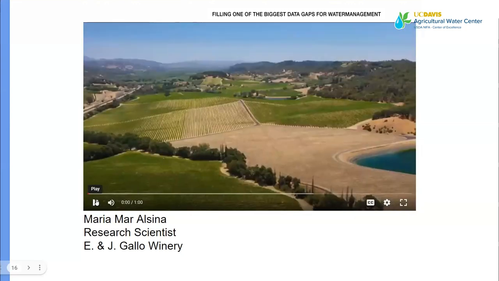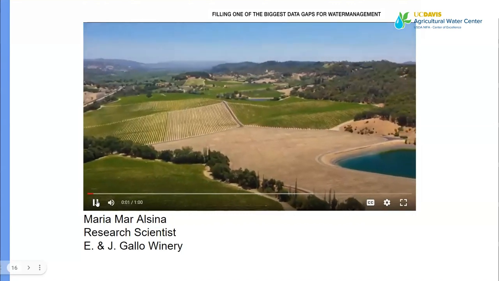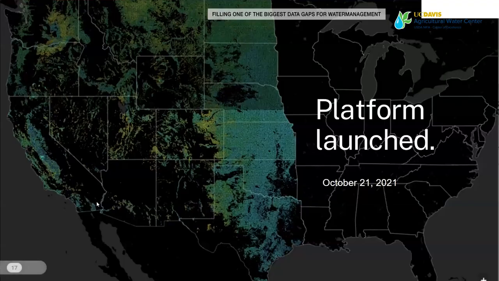There's also been scientists with NRCS who built an Excel version of an irrigation scheduling tool that pulls in data from OpenET. So we're excited to see that tested and hopefully start getting used across the West as well. So as I mentioned, the platform was launched in October of 2021. Those videos that I showed, those were use case partners that we've been working with prior to launch, right?